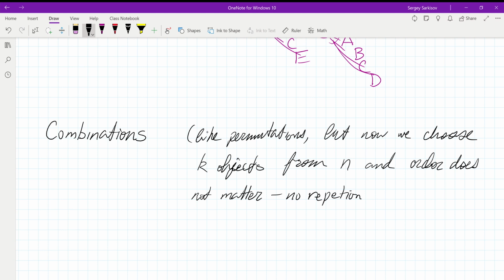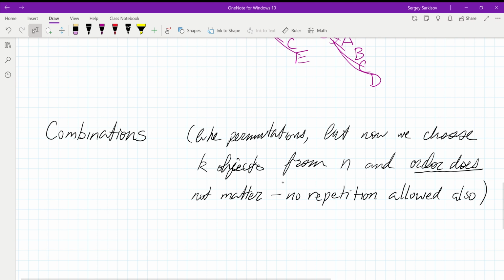If you're choosing 3 students, they're all different students. So no repetition is understood usually, but again, let me say no repetition allowed as well. So this is like permutations, but with no repetition, and the order does not matter. Okay, that's a big thing.